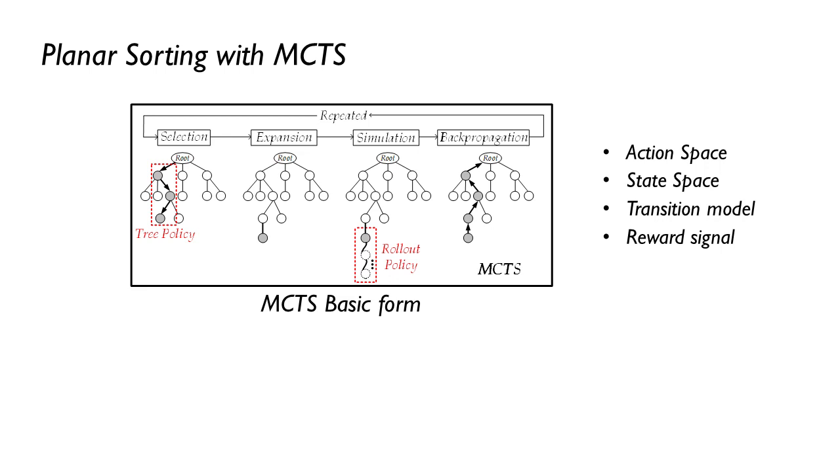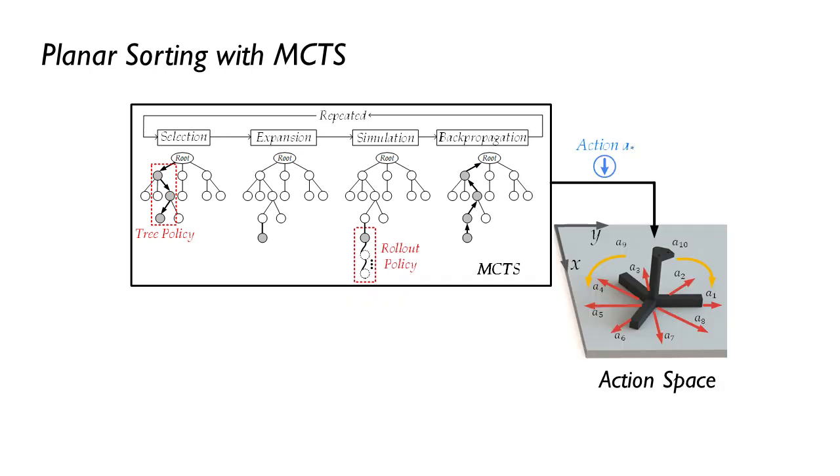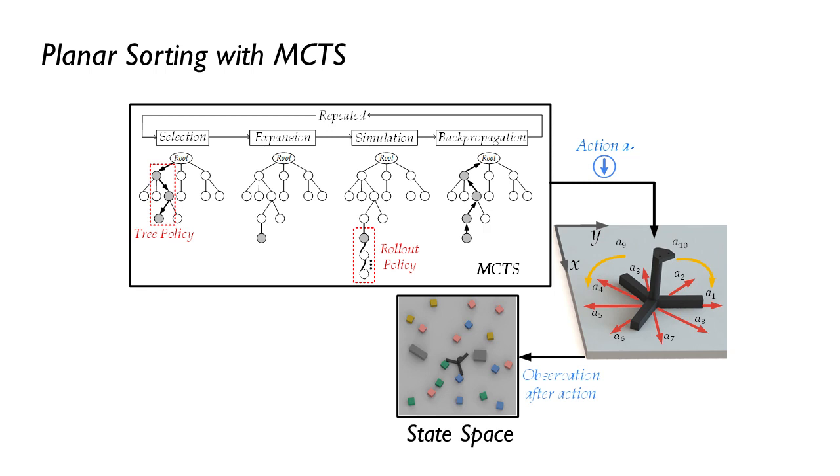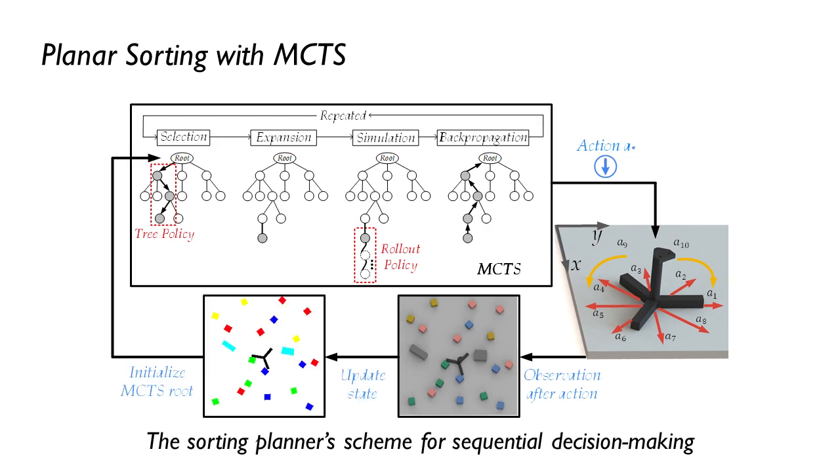Lastly, we model the planar sorting task as a sequential decision-making problem for MCTS. We define the robot-centric action space with discrete actions, as depicted on the right. The full configuration space is used as the state space. The updated state is set as a root node to initialize a new search tree for selecting the next best action. Then the planar sorting scheme is formed for sequential decision-making.